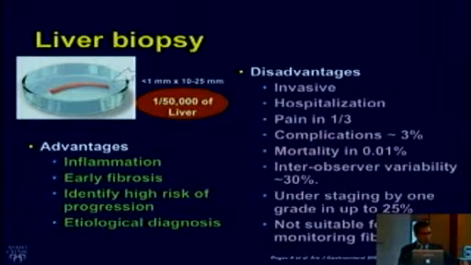However, it is not acceptable to almost all patients because it causes pain and might cause complications. Also there is interobserver variability because only 1/50,000 part of the liver is sampled. So there is sampling error, and it is not suitable for monitoring fibrosis. So there was a need for a non-invasive technique to assess liver fibrosis.